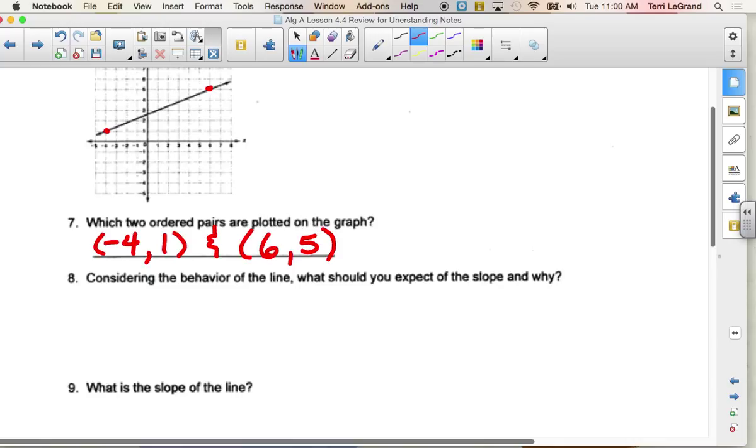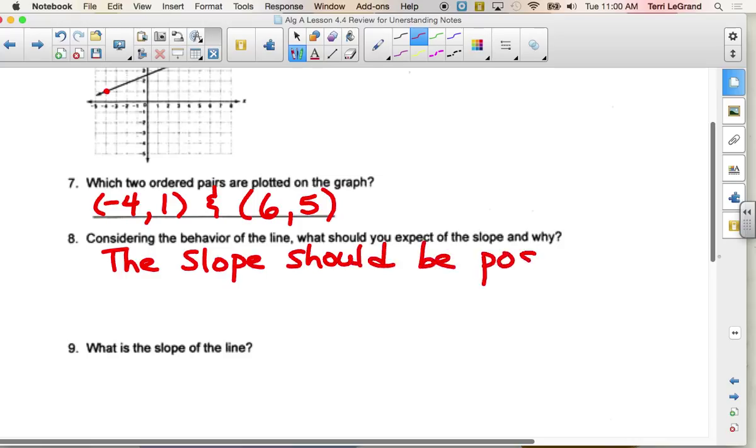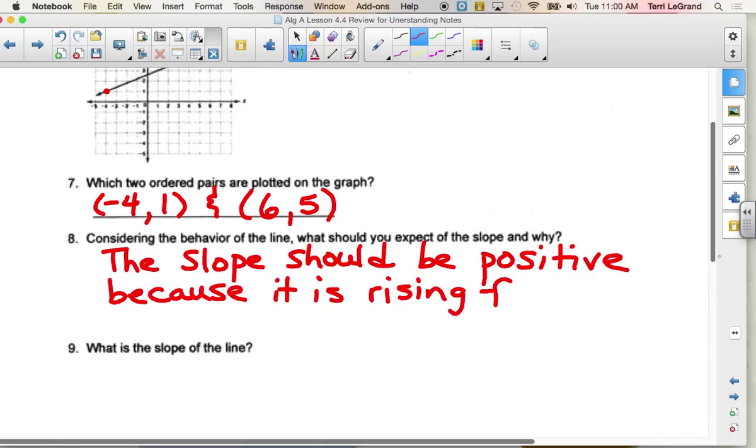Okay, so we're going to answer this one. We're saying, you know what, when we're all done with this one, we better get positive slope. What should you expect of the slope? The slope should be positive. Because, here's the why part, we're talking about the behavior of the line. We say, because of its behavior, we think the slope should be positive because it is rising from left to right. And we're always going to make that connection when we have the opportunity.